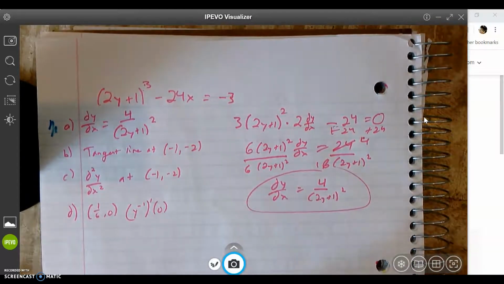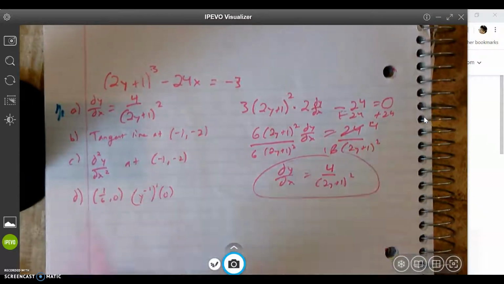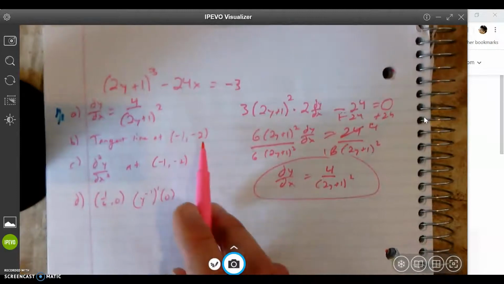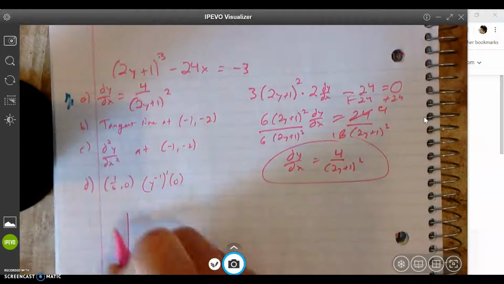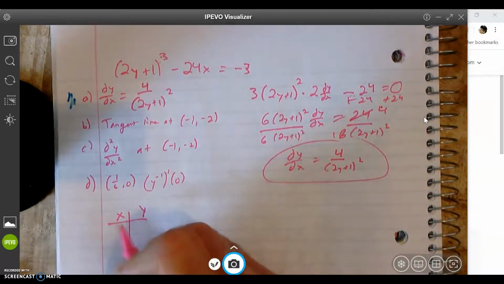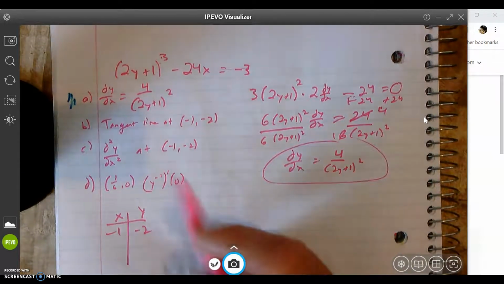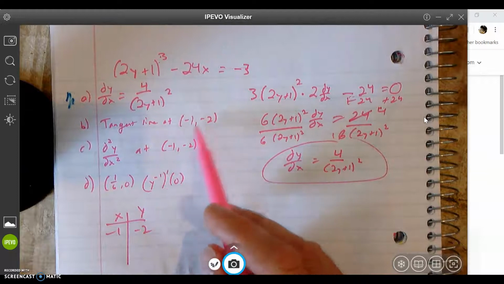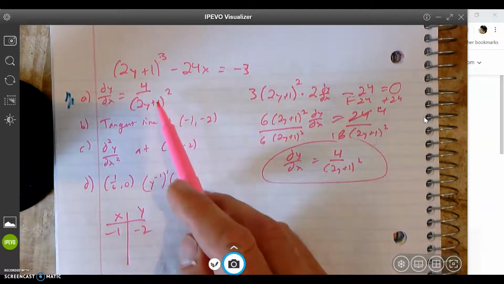Thank you very much. Got it. Okay, so now what do we need next? We need to find the tangent line at (-1, -2). So what do we always need for a tangent line? We need a point, right? So we need our point. We got (-1, -2). Got it. Okay. Now we need the slope at (-1, -2). So here's the slope, right? We just got that. We're going to plug it in here.